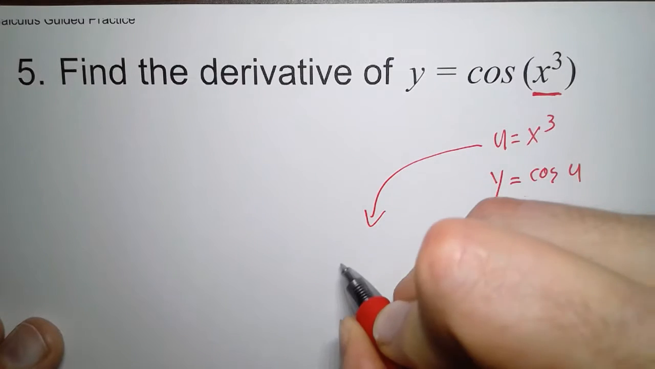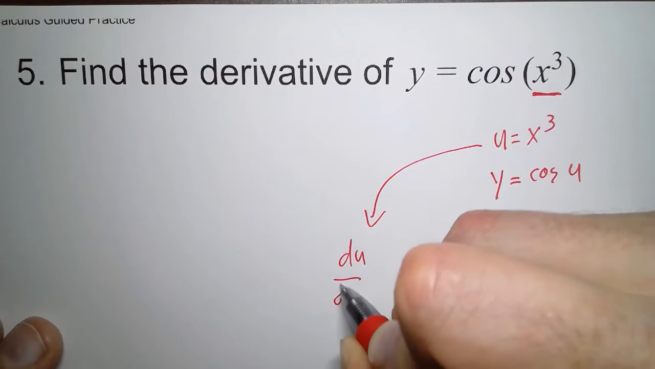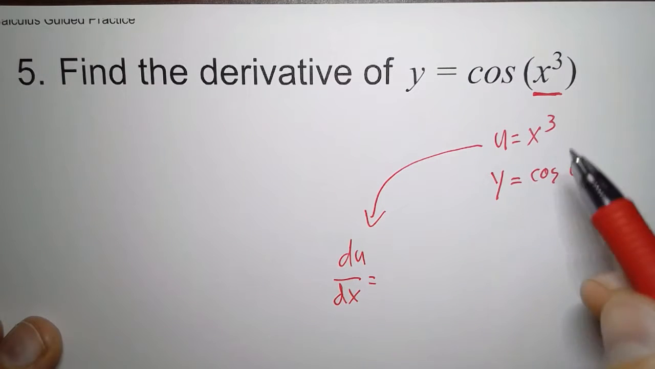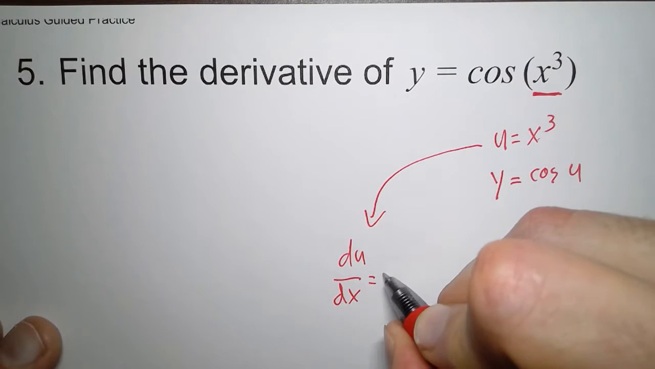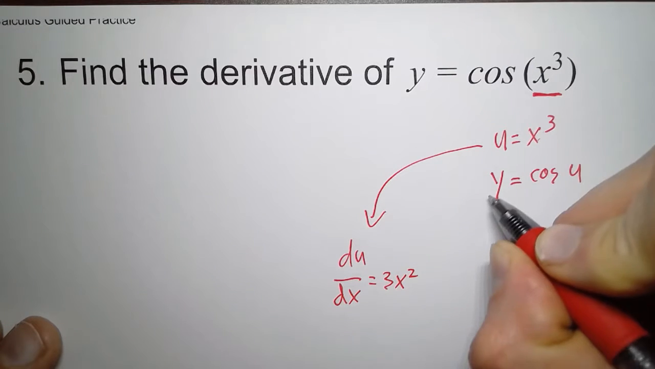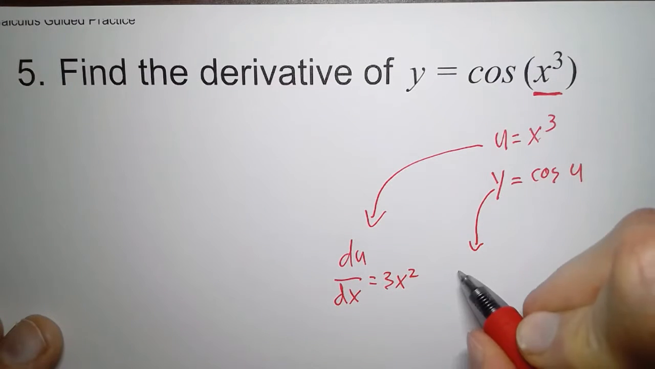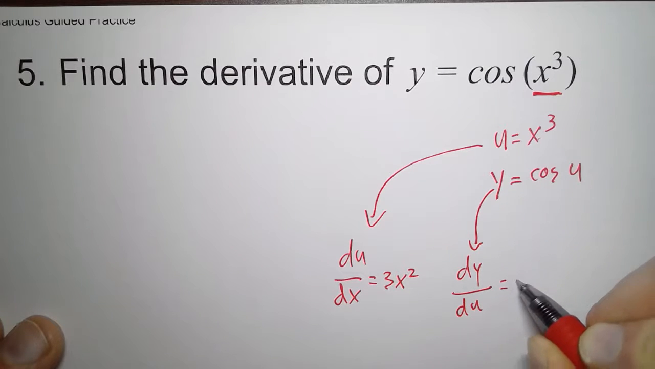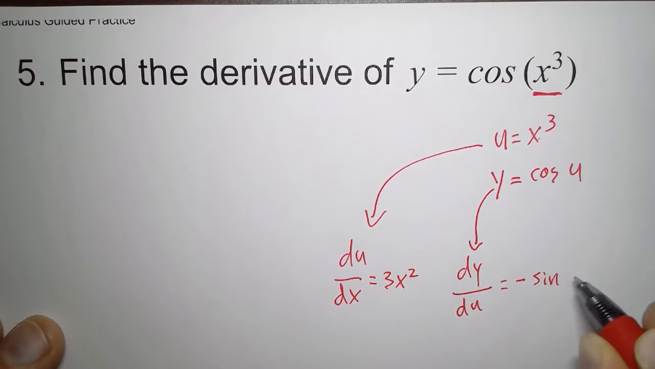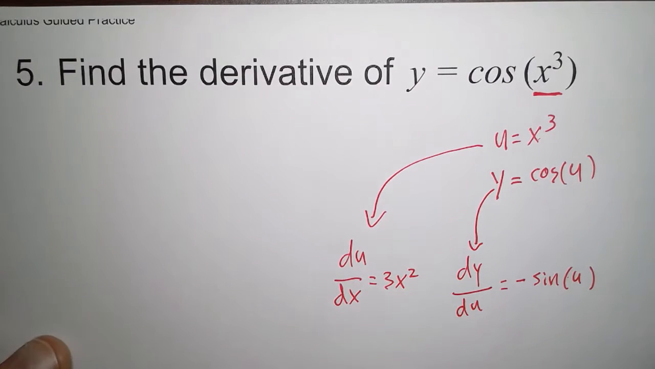This one is du dx. Again, x is our independent variable, u is our dependent variable. So that's 3x squared. And then here we have dy du. And so that's negative sine of u. Put parentheses around that.